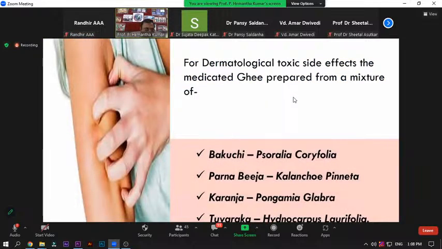And especially for skin-related problems, dermatological side effects, ghee prepared with a mixture of Bakuchi, Psoralea corylifolia, Aparna Bija, Karanja, Tuvaraka, etc.